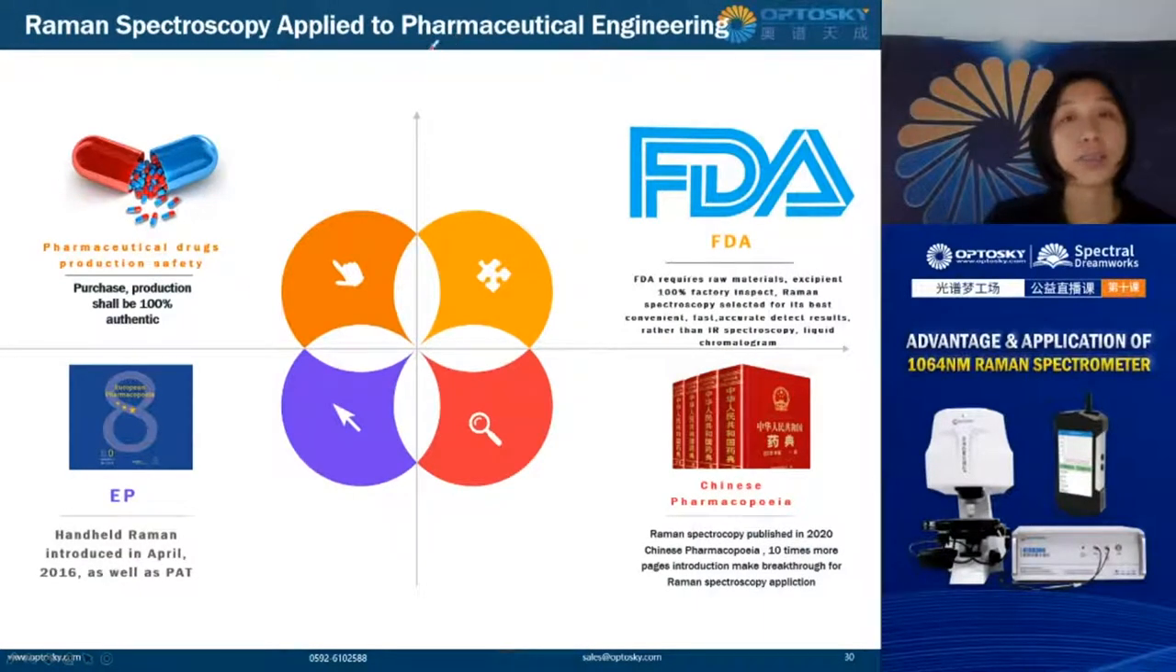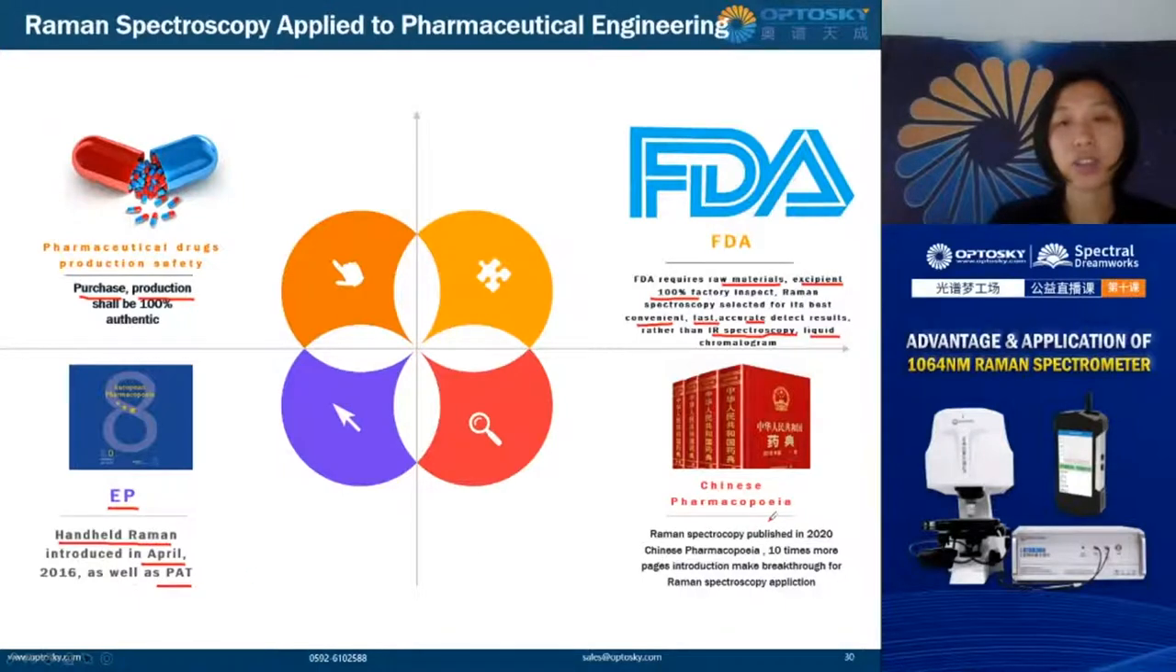The Raman spectrometer has also been used in pharmaceuticals. We know that for pharmaceutical drug production safety, the purchase and production should be 100% authentic. The FDA requires raw materials and excipients to be 100% inspected at the factory. So Raman spectrometers are selected for their convenient, fast, accurate detection results, compared with IR, FTIR, and liquid chromatography. The European pharmacopeia also uses handheld Raman, introduced in April 2016, also as PAT.